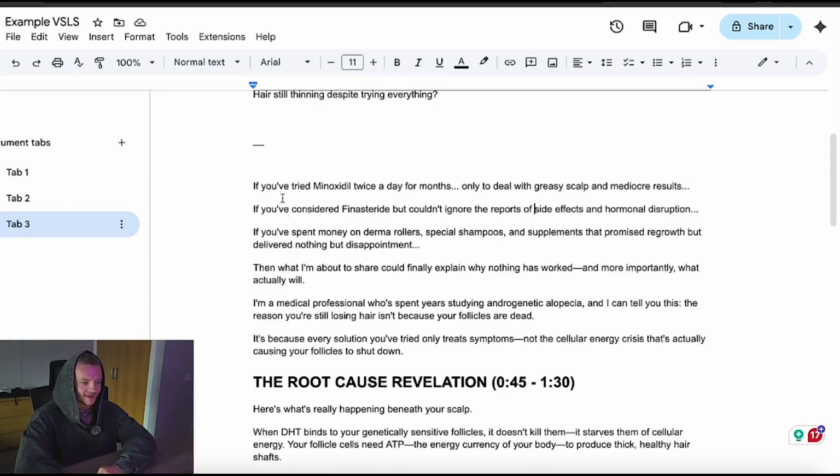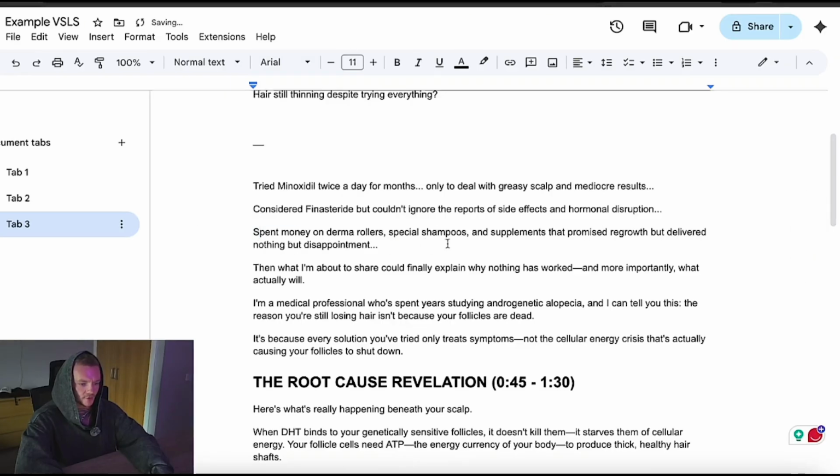Right, now we're tying this person. So this is how you get away from this. You just take out the you've tried minoxidil only to deal with this. Considered finasteride but couldn't ignore the reports. Spent money on derma rollers, special shampoos and supplements but delivered nothing but disappointment. What I'm about to share could finally explain why nothing has worked, and more importantly, what actually will.